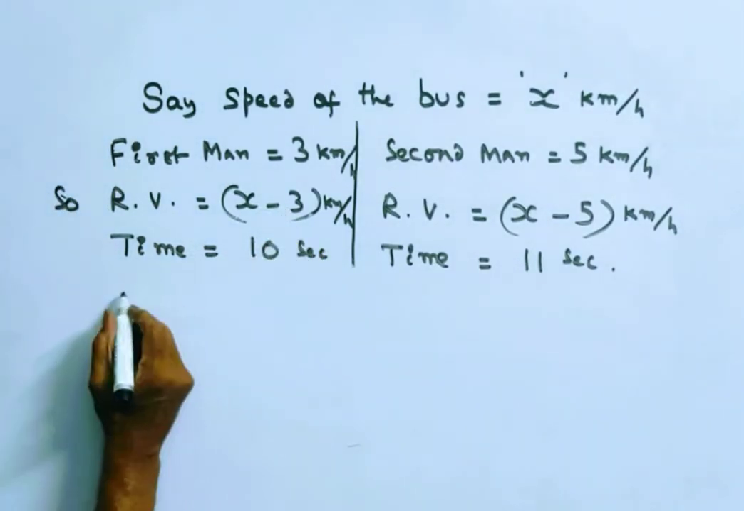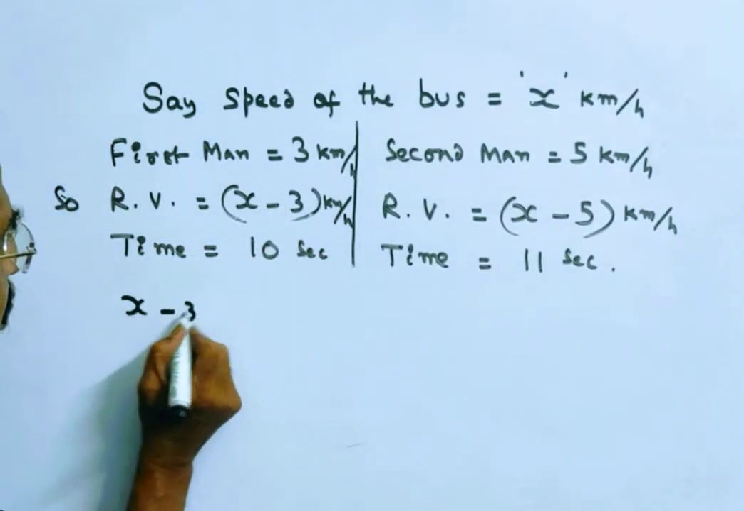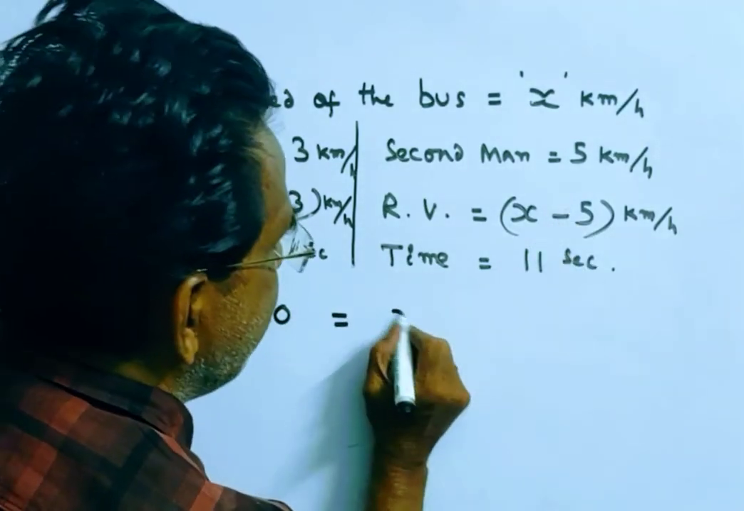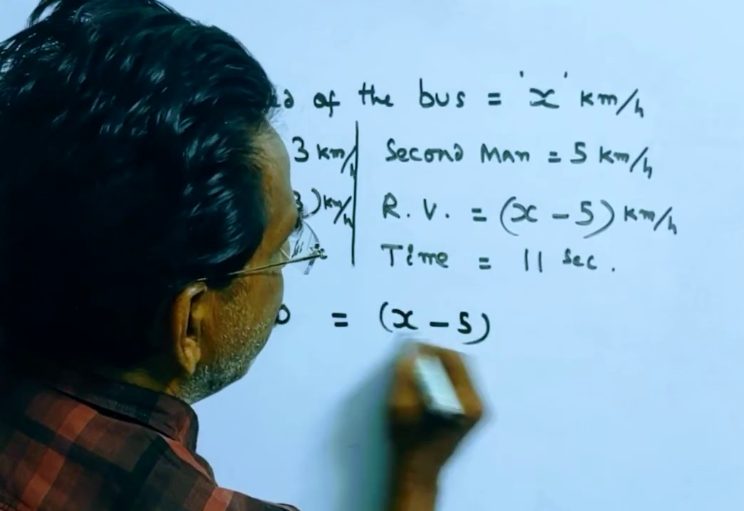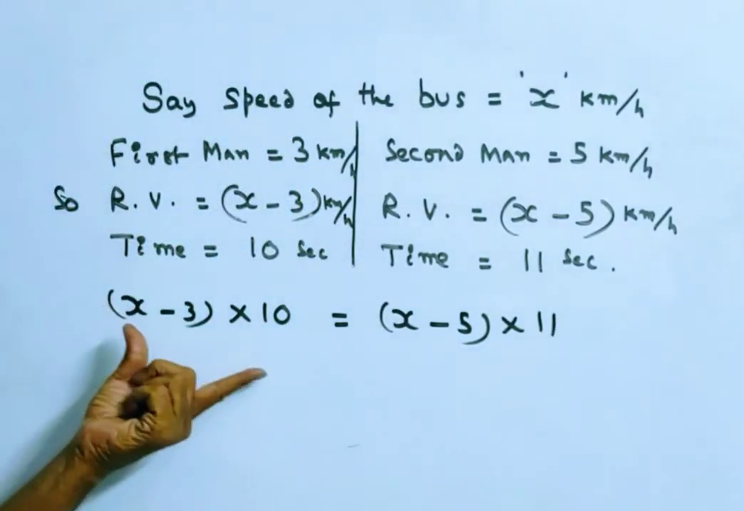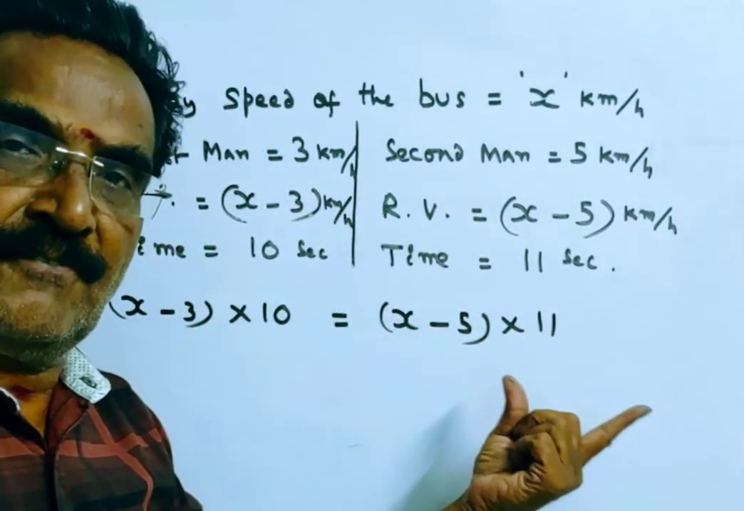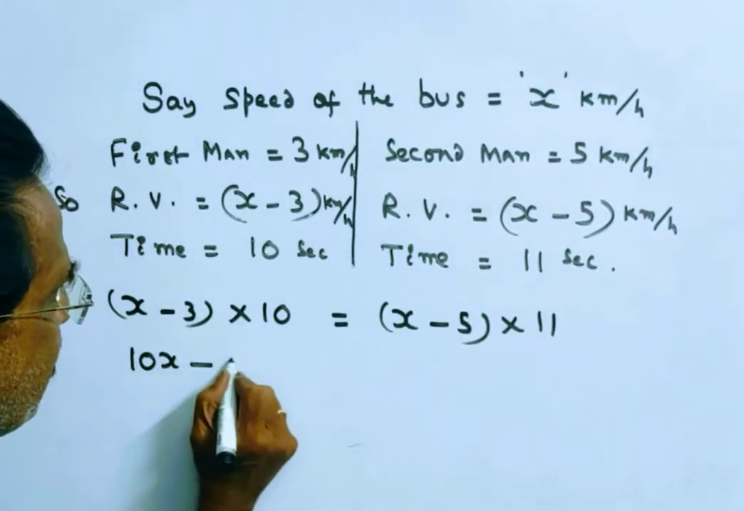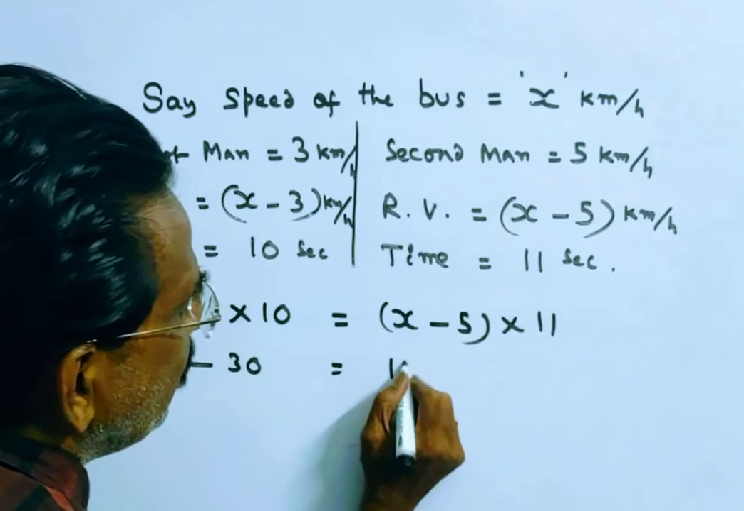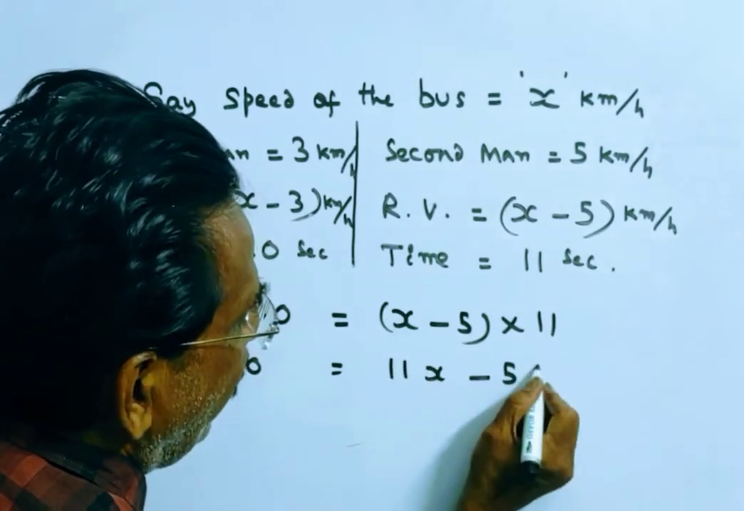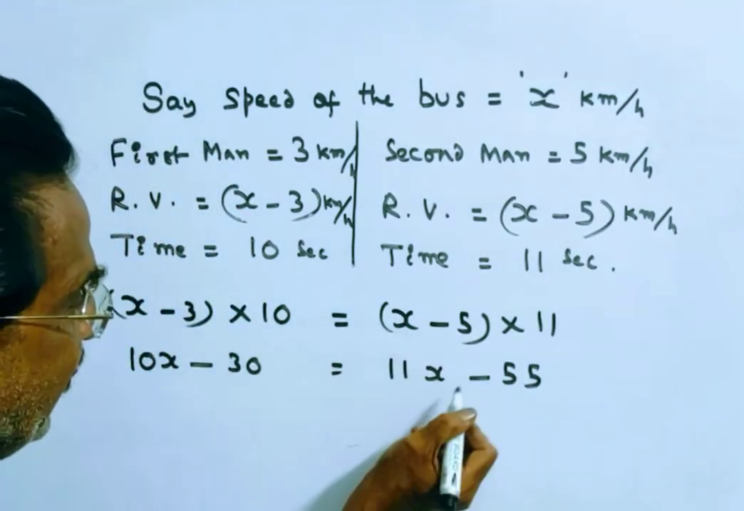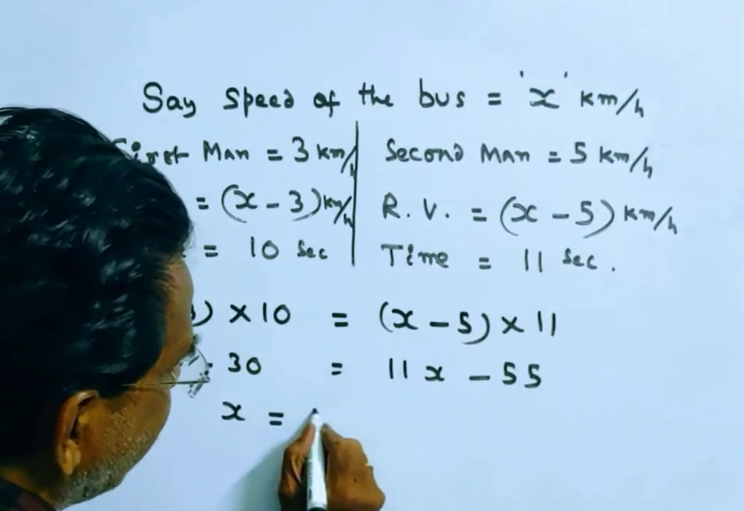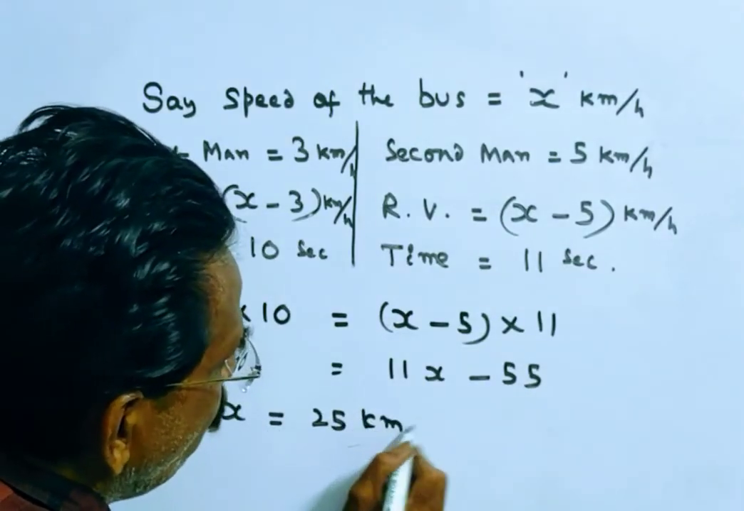So velocity into time is equal to velocity into time. This is the length of the bus, and this is also the length of the bus. 10x minus 30 is equal to 11x minus 55. It implies 11x minus 10x, so x is equal to 25 kmph, friends.